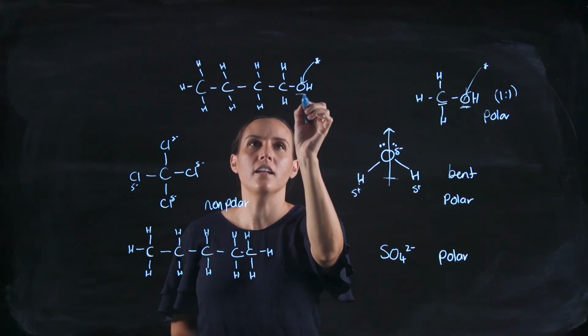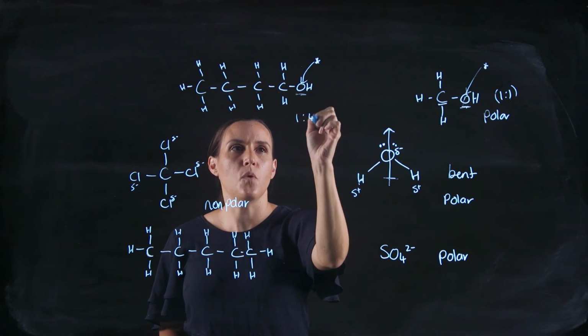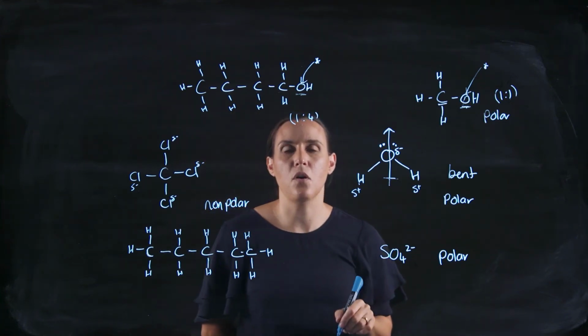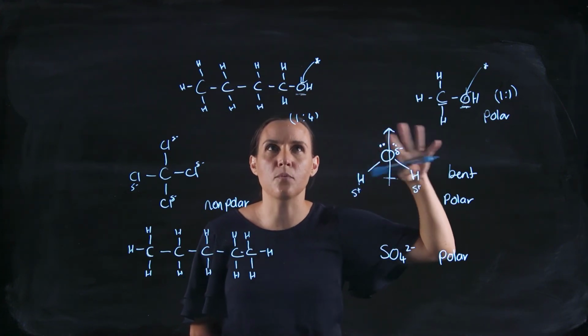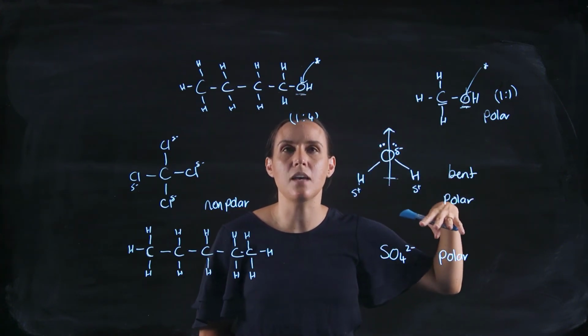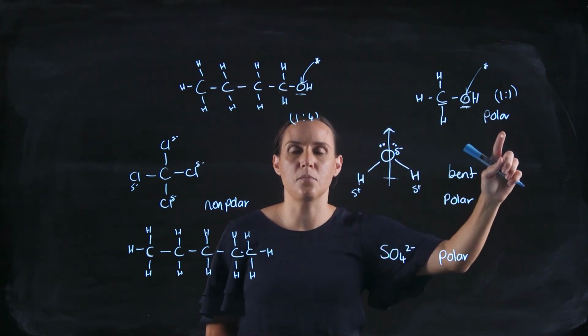Here we've got 1, and we've got 1, 2, 3, 4 carbons. So it's a 1-to-4. So it's less polar. It's still got this OH, which is able to hydrogen bond donate and accept, so it's still quite polar, but this is less polar than this example here.